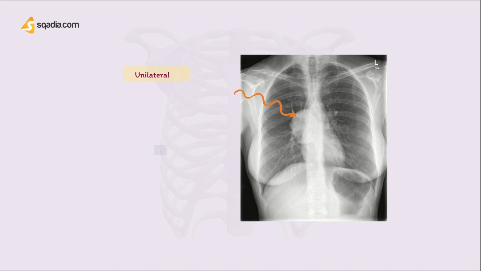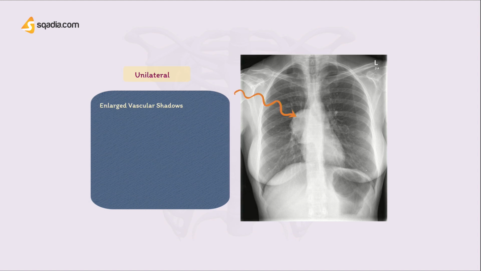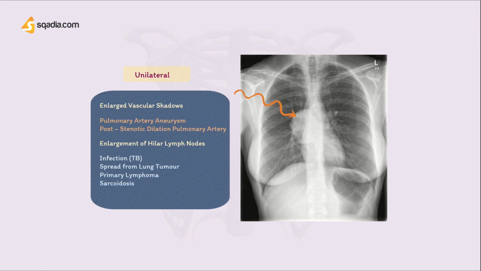Now, the three causes of unilateral hilar enlargement include an enlarged vascular shadow, which is caused normally by a pulmonary artery aneurysm or post-stenotic dilatation of the pulmonary artery; enlargement of the hilar lymph nodes, which is caused by infections such as tuberculosis, spread from primary lung tumors, primary lymphoma, or sarcoidosis, which is rarely unilateral; and third, we have the central bronchial carcinoma superimposed over the hilar shadow.